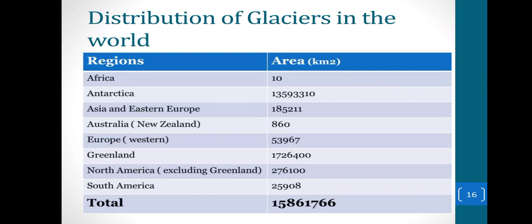Distribution of glaciers in the world. These are the regions and the area in square kilometers. Here we have Africa, 10 square kilometers. Antarctica we have also here. You can just refer to the numbers, which are self-explanatory. Asia and Eastern Europe, Australia, Europe, Greenland, North America, South America.